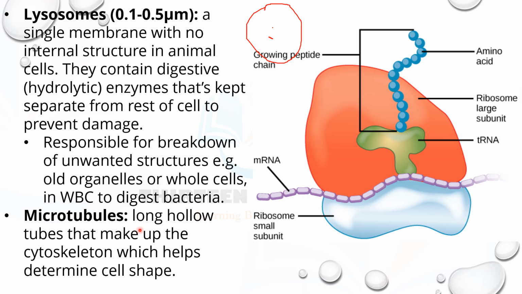So microtubules are very important. What are they? Long, rigid, hollow tubes that make up the cytoskeleton, which helps to determine cell shape. Remember, we'll talk about structure and we'll talk about function. This cytoskeleton helps to determine the cell shape, but they don't just help to determine the cell shape, they also help to move organelles, vesicles, and of course molecules.